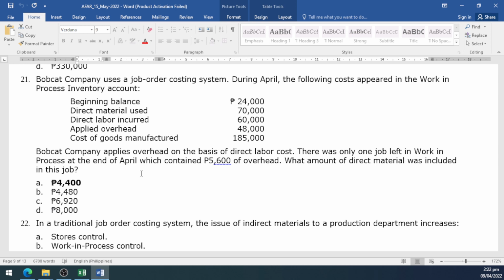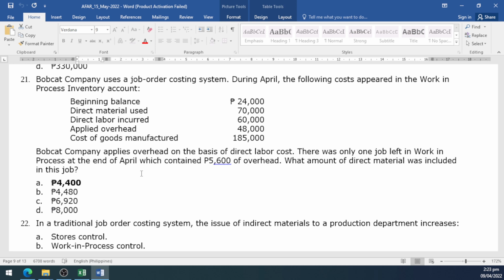The ending balance of the work in process you have to determine first. So 24,000 yung beginning plus 70 plus 60 plus the applied overhead na 48. Then minus the cost of goods manufactured, which is 185,000. You have ending balance na 17,000. 17,000, mayroon yang 5,600 na overhead. So minus 5,600.